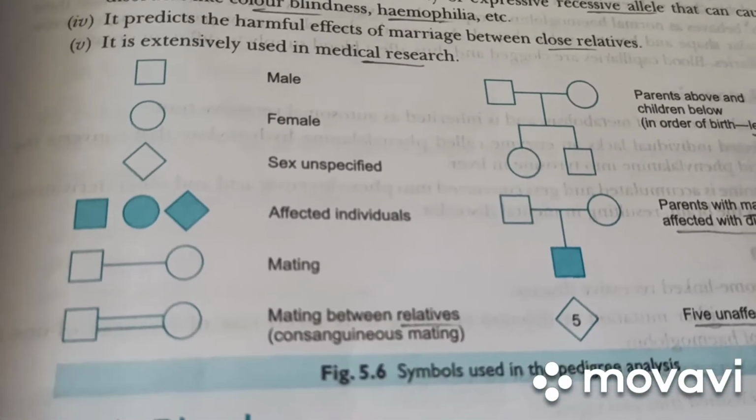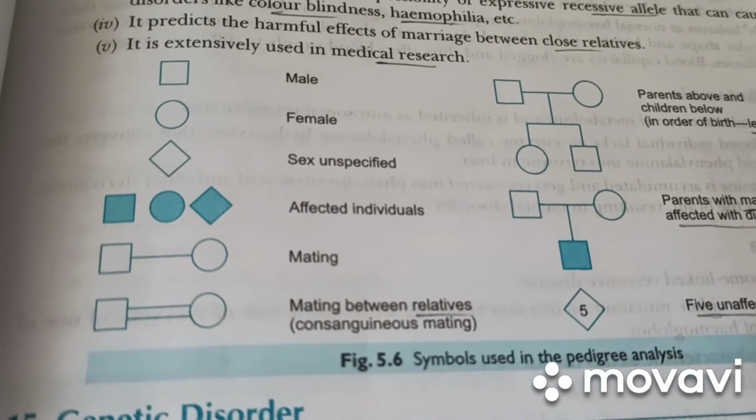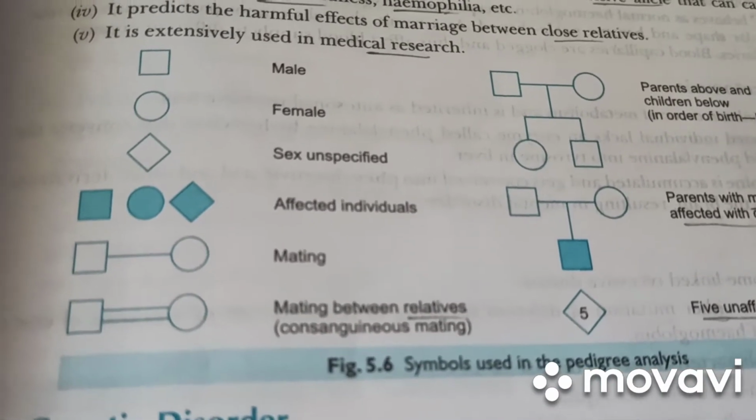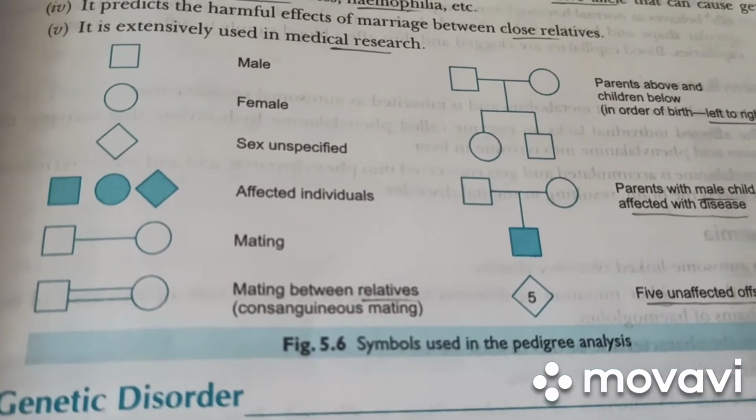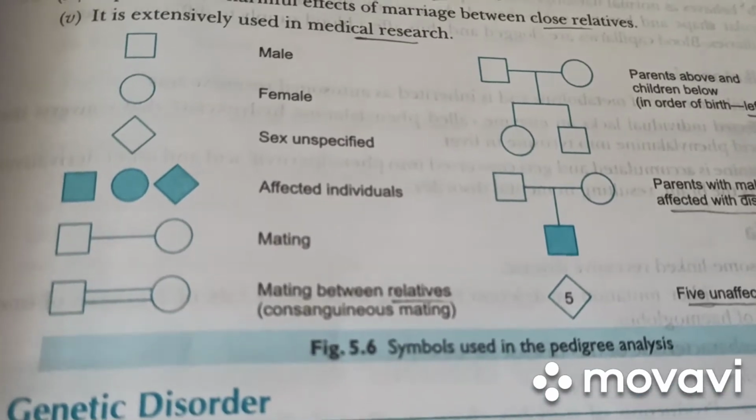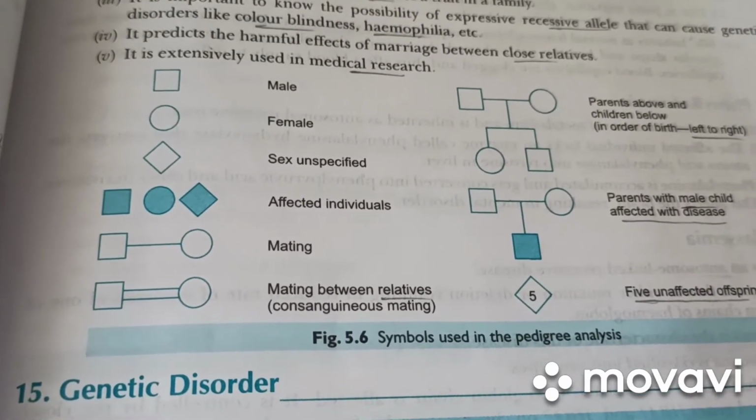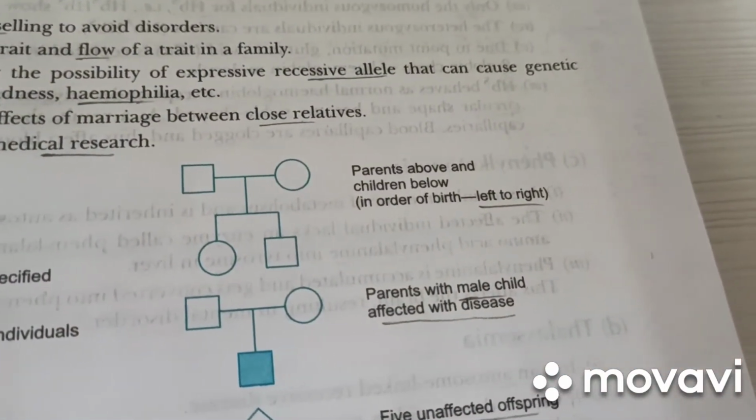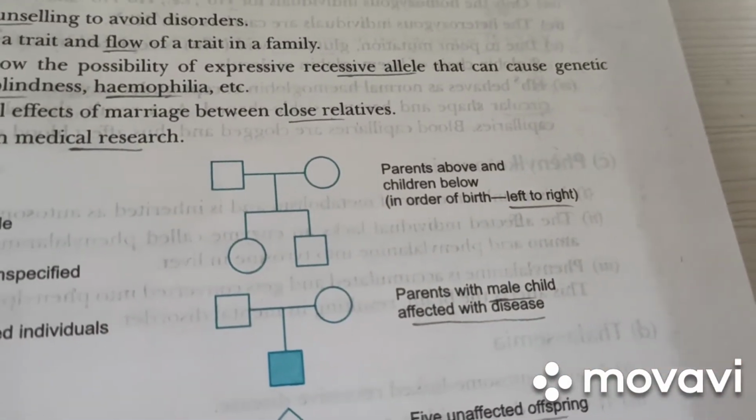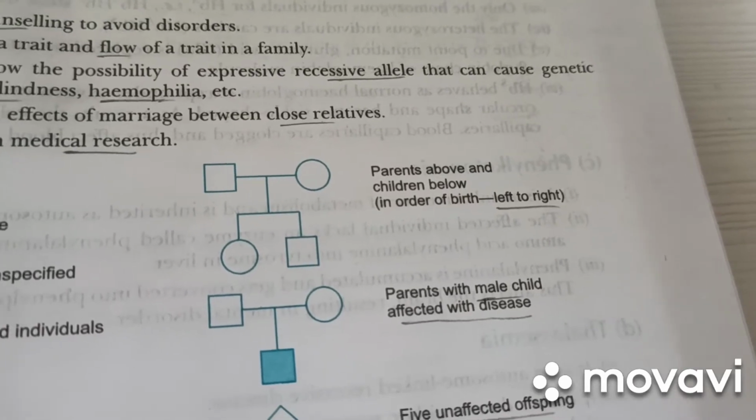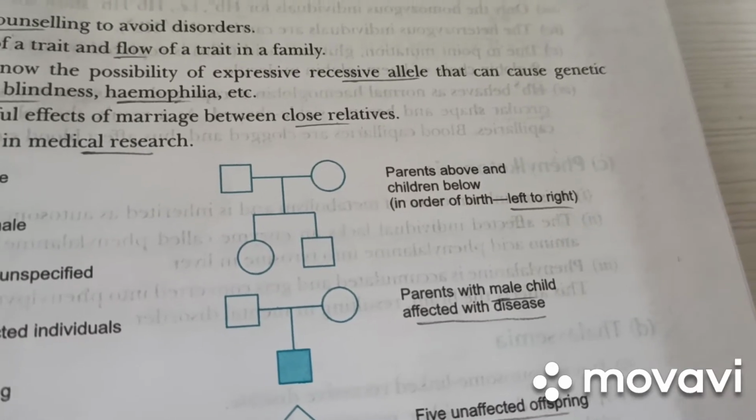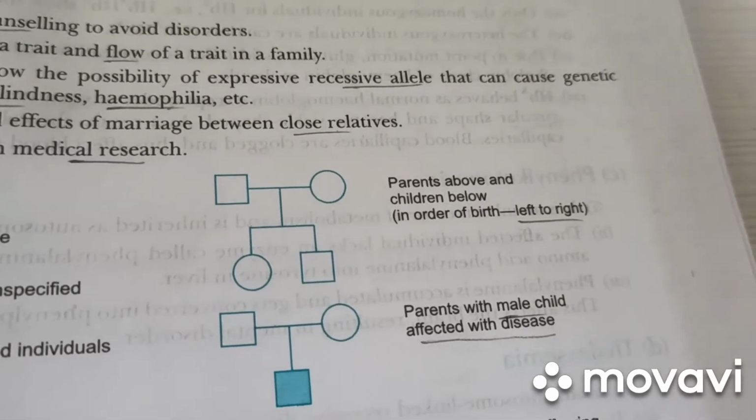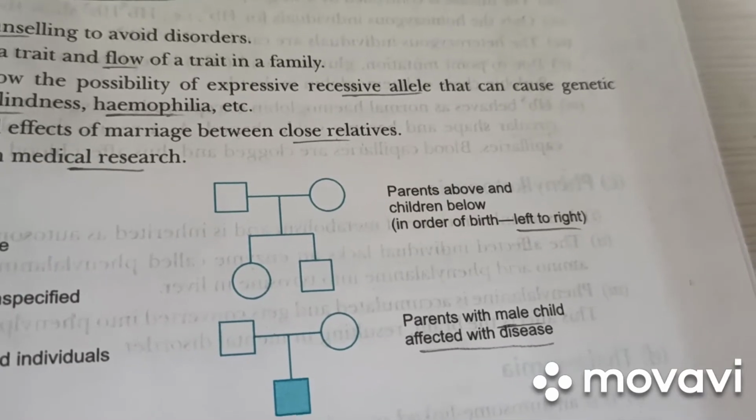Next you can see a square and circle connected, that is mating, father and mother after marriage. The next, you can see double lines, that is mating between relatives. The next you can see another diagram here. At the top you can see the parents above and children below, in order of birth, left to right.